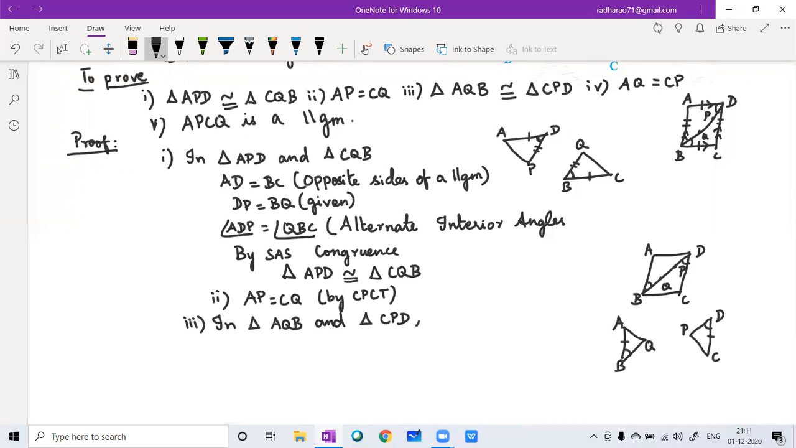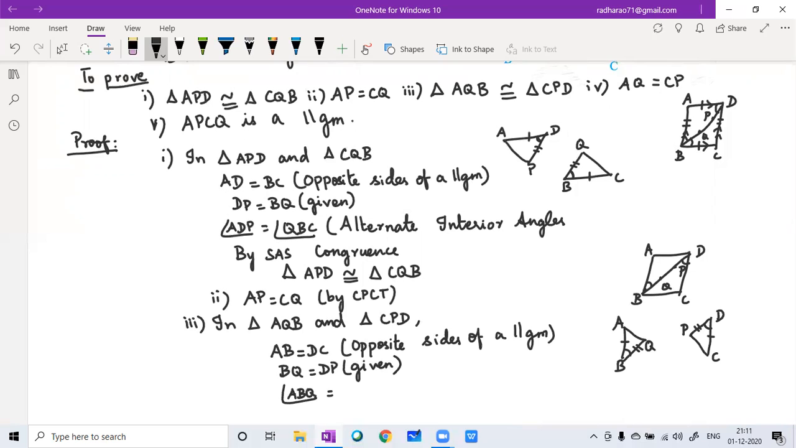AB and DC are equal, they are opposite sides of the parallelogram. DP and BQ are equal. So here we write AB is equal to DC. The reason is again opposite sides of a parallelogram are always equal. Then we know BQ is equal to DP, that is given in the question itself, right? And the alternate interior angles, what are they?